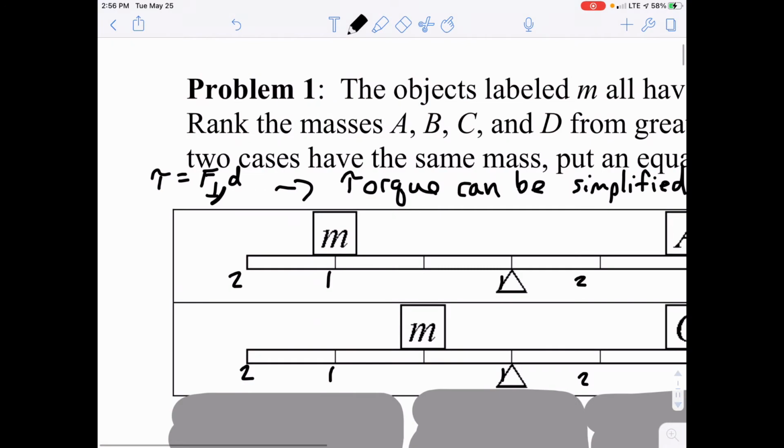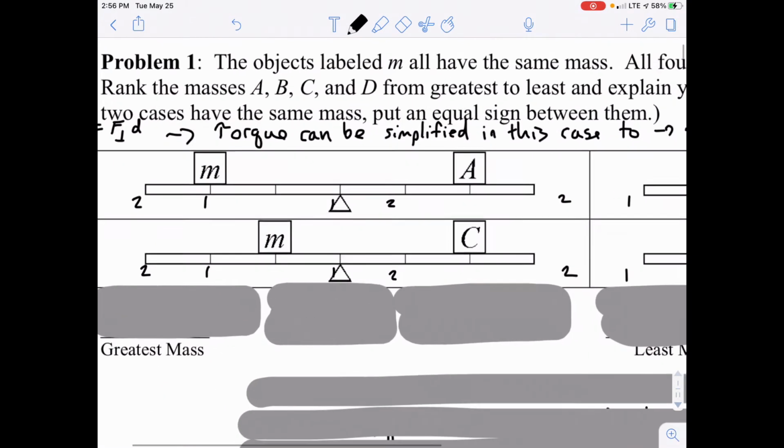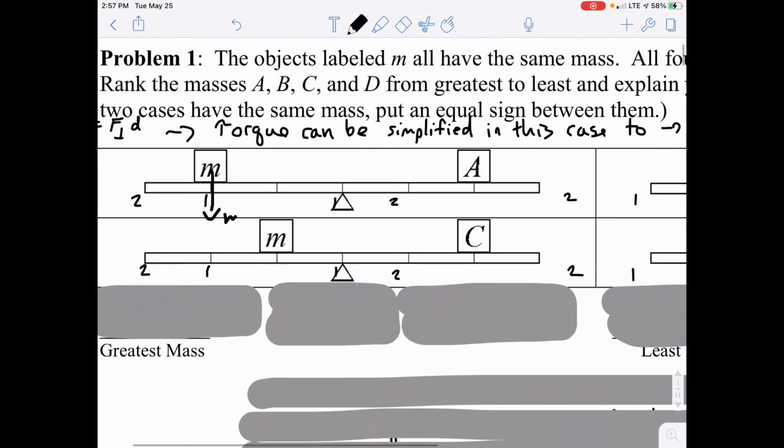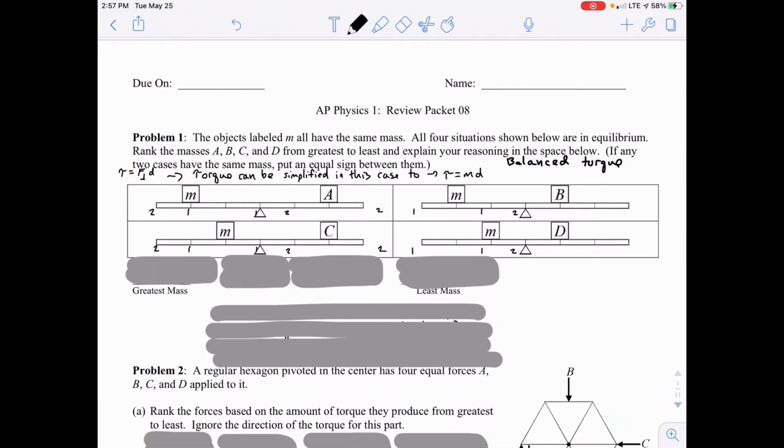Torque is equal to a perpendicular force times distance. However, when all of your forces are essentially weights, mg and mg, the g's are going to cancel out of the equation when you start setting forces and torques equal to each other. Thus, the equation can really be simplified from force times distance to mass times distance. Something to consider.